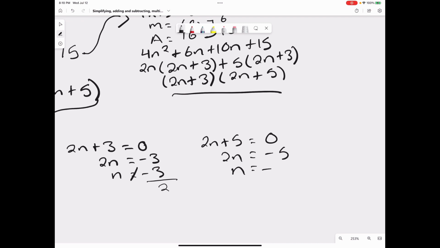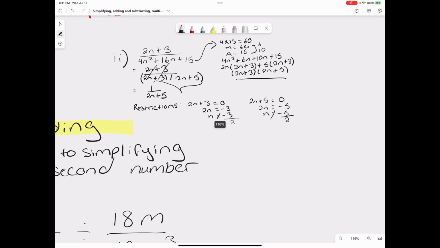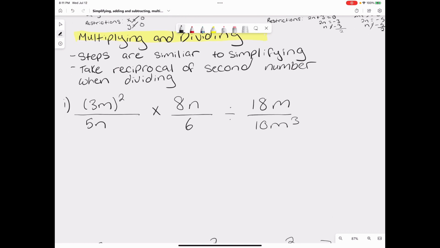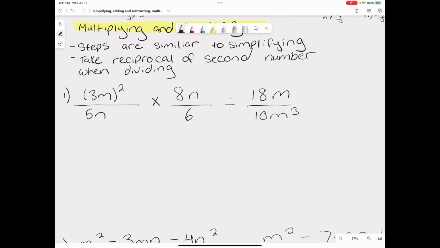We isolate for the n. Negative 5 over 2, n cannot equal to negative 5 over 2. So that is it for simplifying the rational expressions. Now we want to multiply and divide them. And the steps are pretty similar, but when we divide, we take the reciprocal of the second number.